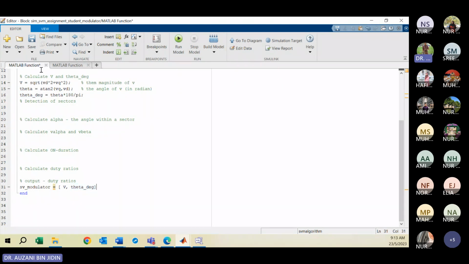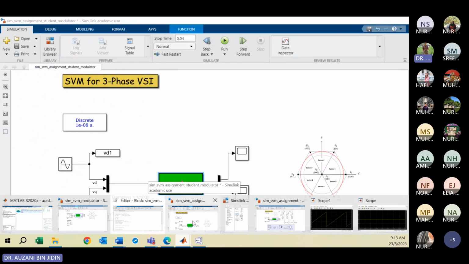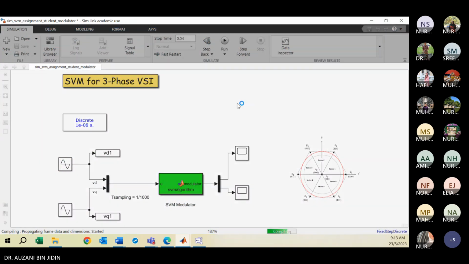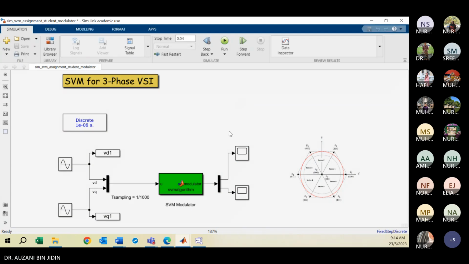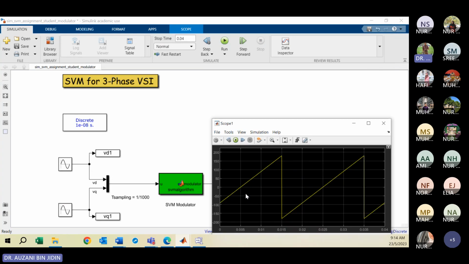Okay, run the simulation. Why not run? Okay, sorry. So then you can run. Where is my file here? Okay, you run. So this is the magnitude, 50 volt, same. The angle now varies from 180 to minus 180. Okay? Then you can also convert from radian to degree.